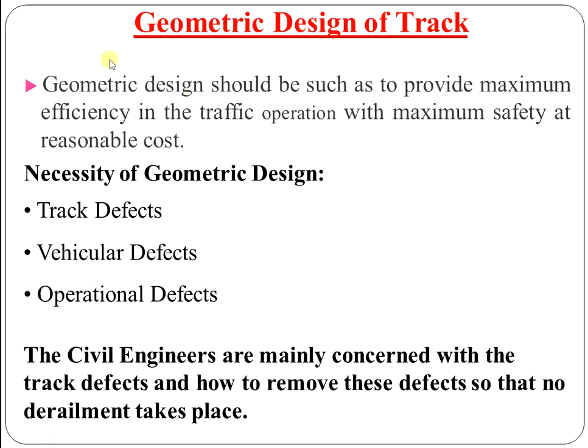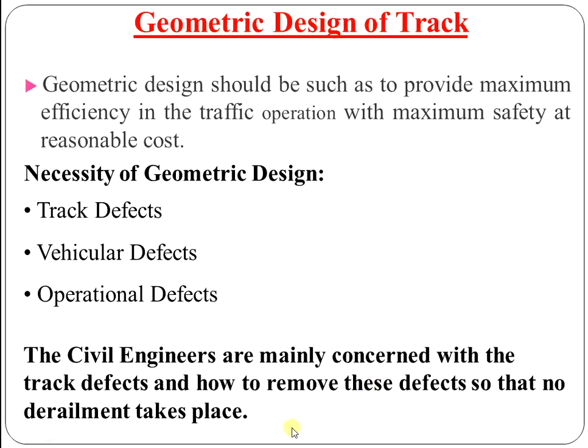Then, the necessity of geometric design. The first necessity is track defects, second is vehicular defects, and third is operational defects. The next point is important. Civil engineers are mainly concerned with the track defects and how to remove these defects so that no derailment takes place.